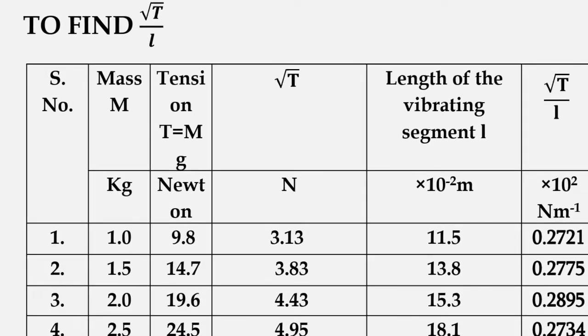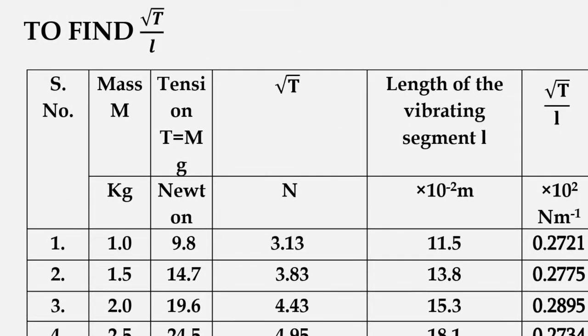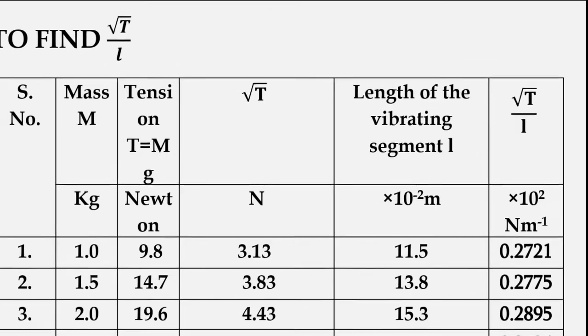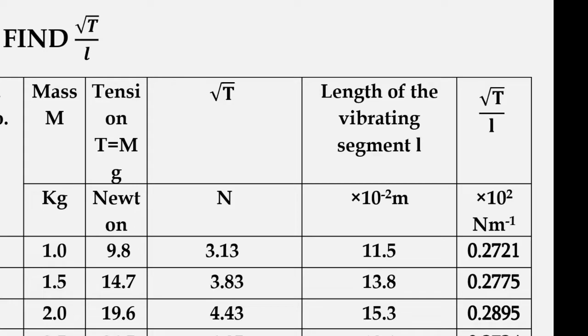The mass here is M. Next we need to find out what is the tension. Tension T is given by M times G. So M is 1 kilogram, G is 9.8, so it is 1 into 9.8, which is 9.8. Then we need to take root T. When you take the root of 9.8, we get 3.13.